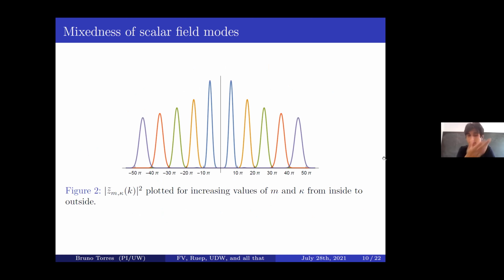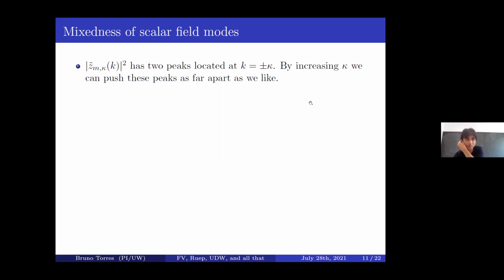And now here comes, this is a plot of the power spectrum of z, or the absolute value squared of the Fourier transform of z, plotted from increasing values of both m and kappa, where lower values of m and kappa are closer to the center and higher ones are further away. So you can see that increasing kappa basically pushes them further apart, and increasing m basically means that they will decay faster when you move sufficiently far away from the peaks, right?